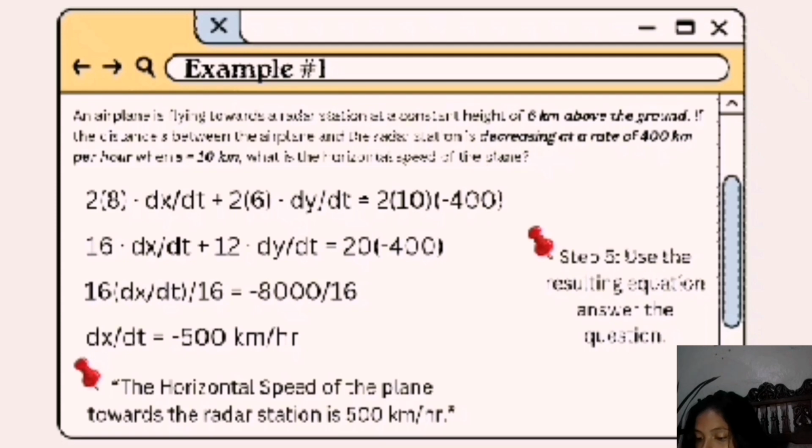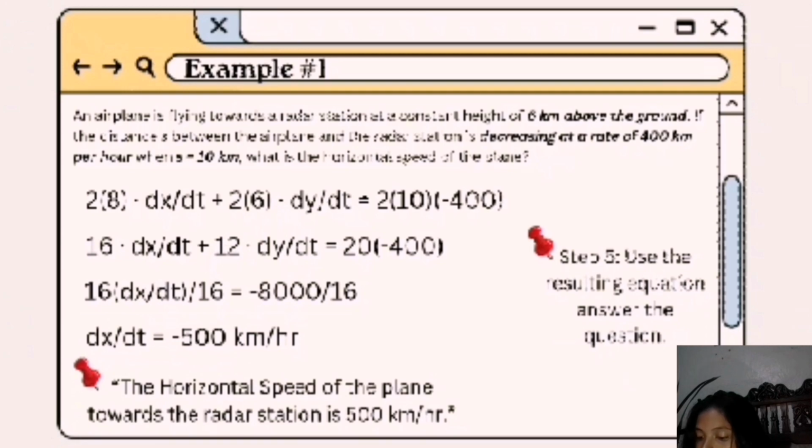Then ito times lang natin siya. So 16 times derivative of x with respect to time. So because missing yung ating derivative of x with respect to time kasi wala pa yan, hindi pa natin siya nahanap, isusulat lang natin siya ng ganyang form. Plus 12 times derivative of y with respect to time is equals into 20 times negative 400. Then 6. Then after that, 16 times dx over dt is equal into negative 8,000. So, nawala yung ating 12 times dy over dt kasi yung ating dy over dt is equals to 0.